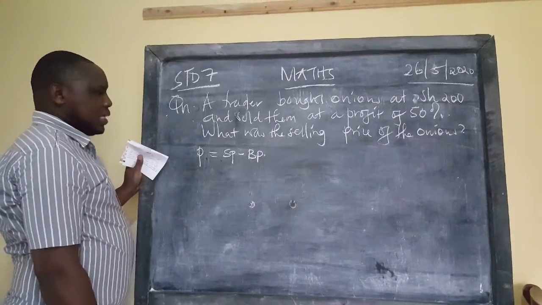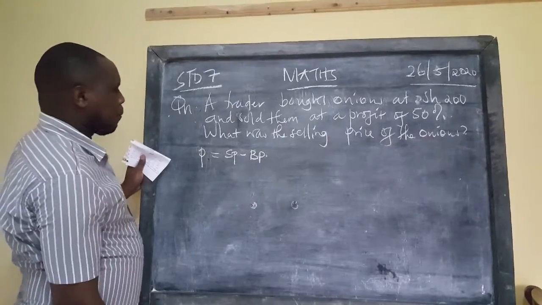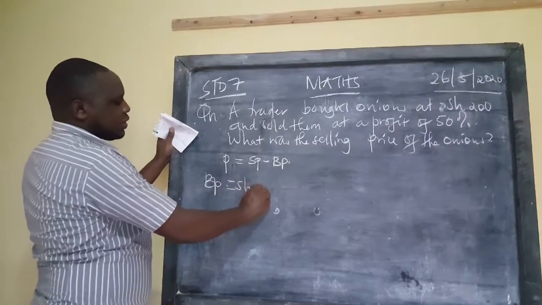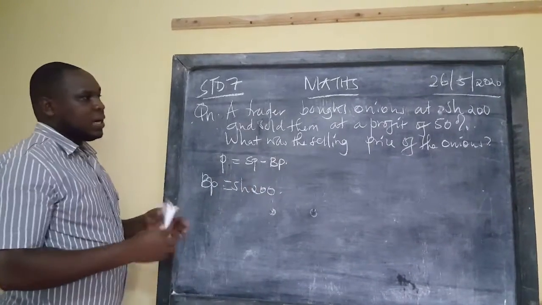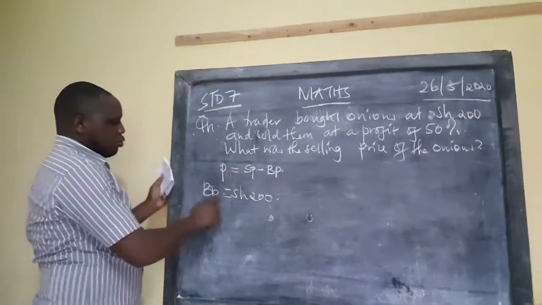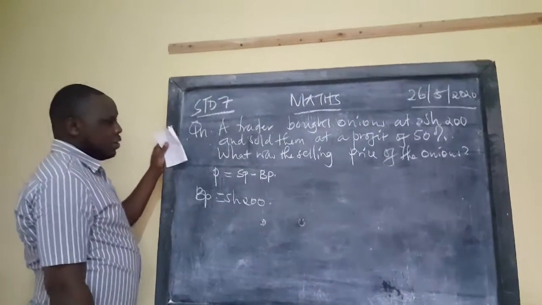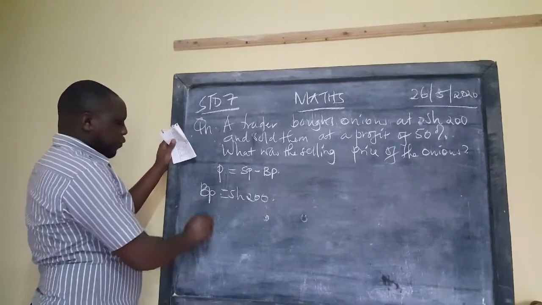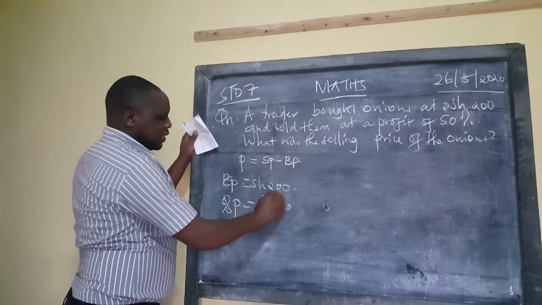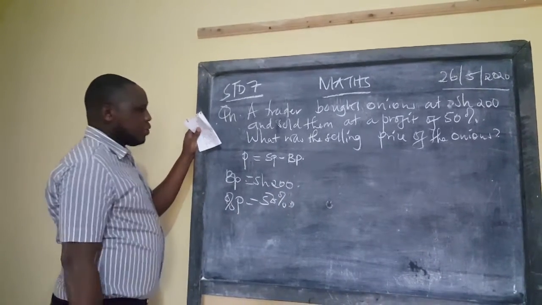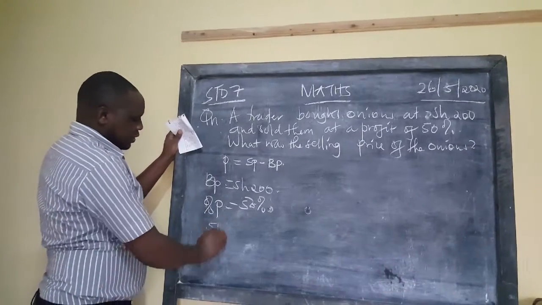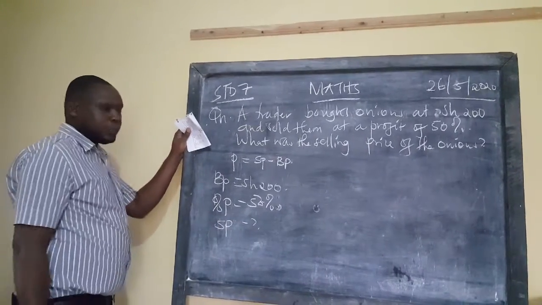But there are things we need to understand here. We are given the buying price, very, very important. It's given as 200 shillings. When you get a word question, always break it into workable statements. So buying price we have. Then we have the percentage profit, given as 50%. Then the question is all about the selling price. That is what we want to know.